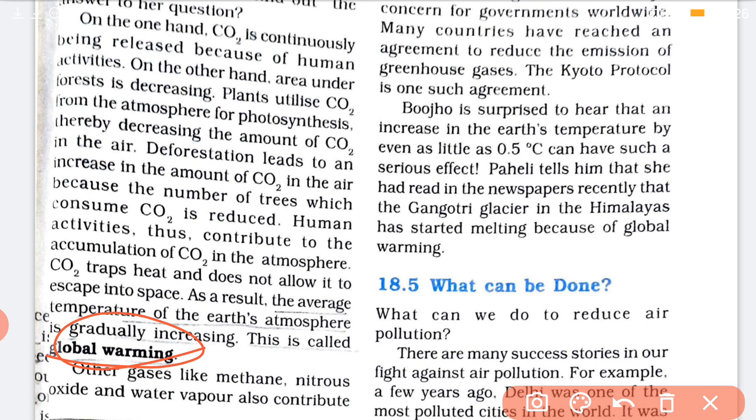Then instead of using petrol and diesel, alternative fuels like CNG can be used. Then solar energy, hydropower, wind energy can be used for various activities which will reduce air pollution. So these are a few ways by which air pollution can be reduced and we can keep our environment clean and be healthy.